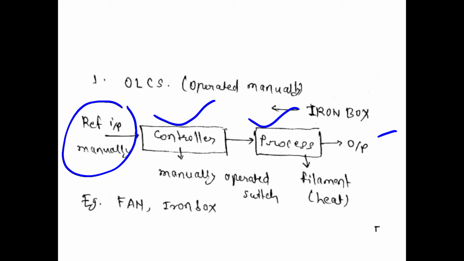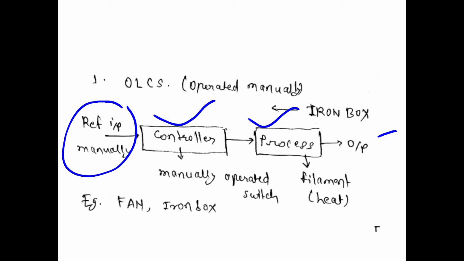In case of iron box, the reference input is your rotating knob to fix a certain temperature. Suppose you fix it at 100 degrees Celsius, so the reference input is that position of the knob. And then the controller is your switch, which will be operated manually in case of open loop control system. So controller is your switch.